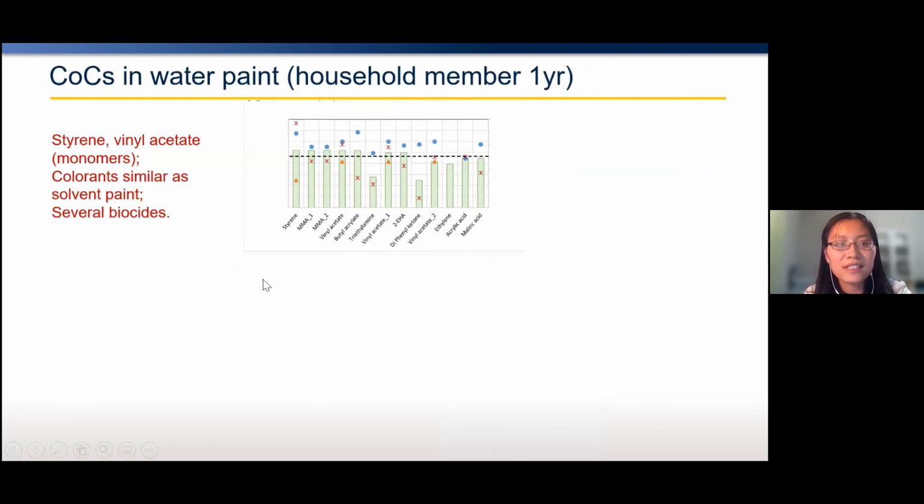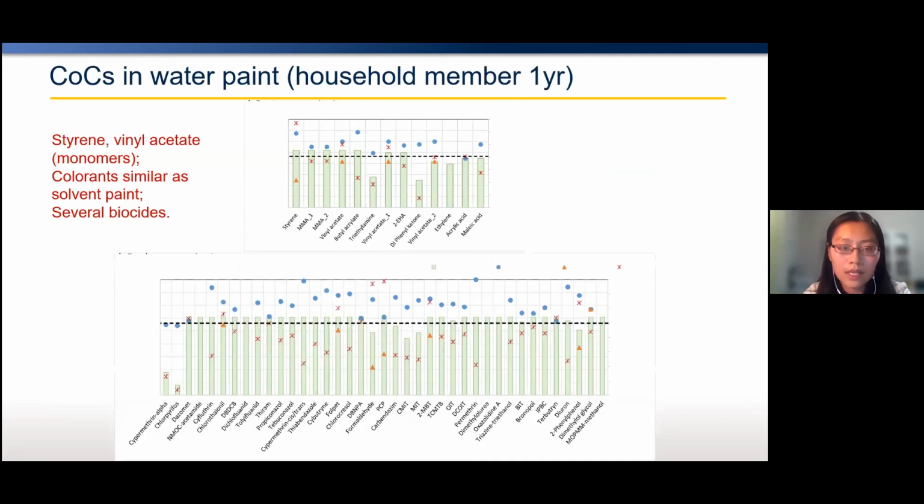I will be quick. Now here are some chemicals in the water paint. Water is okay, but in the water-based binder, we also have residual monomers that are problematic, including styrene and vinyl acetate. Colorants are okay, but we have biocides used in water paint. There are several biocides that are of concern, including formaldehyde and pentachlorophenol.